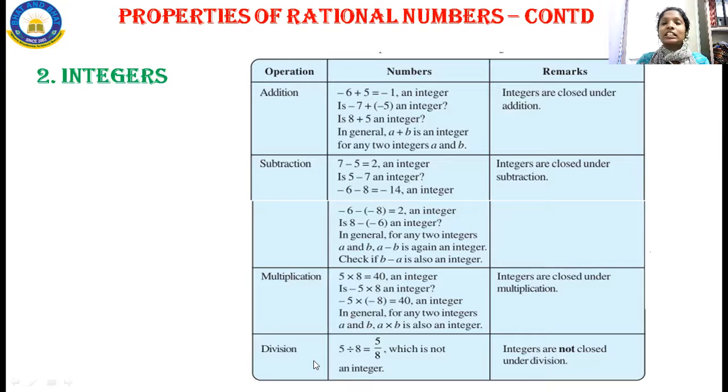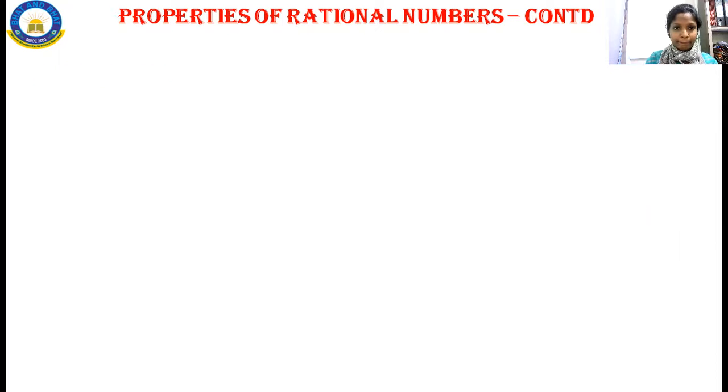And last but not least, that is division. Here you can see 5 divided by 8, which is not an integer, because we are going to write that in the form of fractions, and integers are not closed under division under the rational numbers, that is under the closure property.